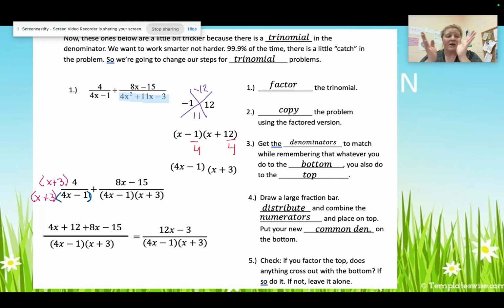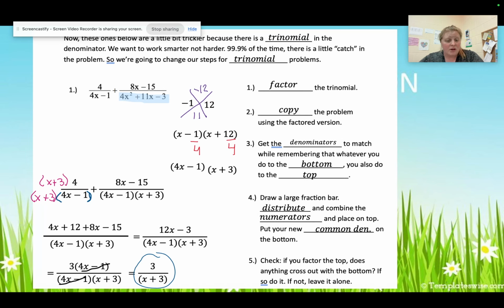Now the last step of any fraction problem is to make sure it's reduced. In order to cross things out, you have to factor. So the bottom's factored, but the top is not. So if I use the GCF method for the top, I see that I can actually cross out these 4x minus 1's, and now I have my answer.